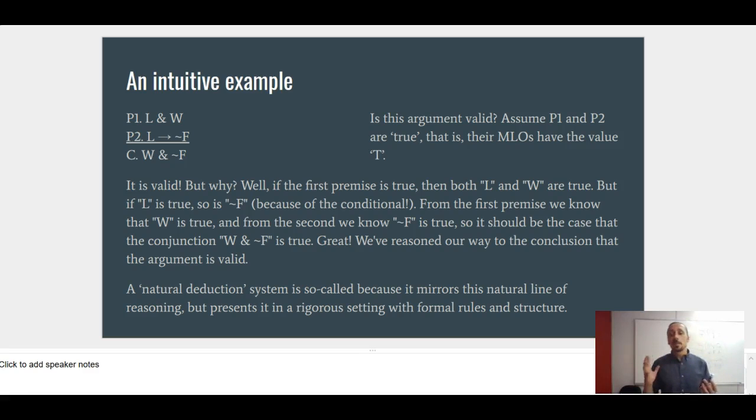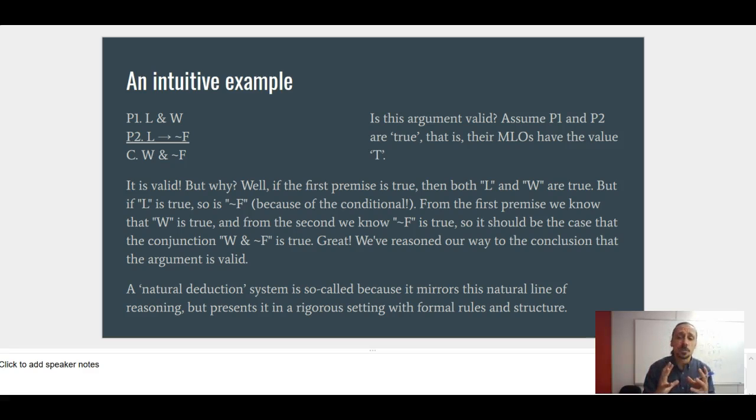Well, if the first premise is true, L and W, then we know that L is true, and we know that W is true. However, if L is true, not F is going to be true, because if L is true, then not F. How do we know that the conclusion W and not F follows? Well, I know that W is true because it's an AND statement in the first premise. I know that not F is true because I know L is true, and if L, then not F. So therefore, I know the conjunction is true. W and not F must both be true given our premises. So we can reason our way to the conclusion.